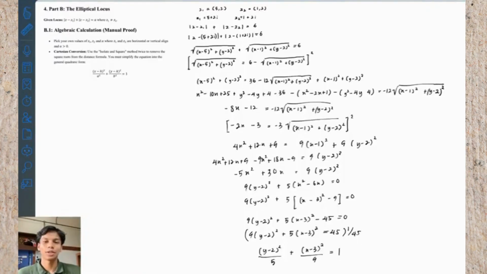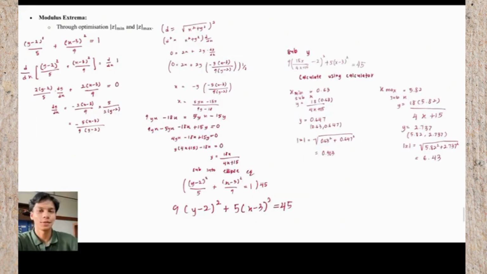Next, I will present the manual proof about the elliptical locus. So first, I let Z1 equal to 5 plus 2i and Z2 equal to 1 plus 2i, and my a will be 6. Then I substitute the values into the distance formula. After that, I square both sides, arrange, and square both sides again, and this is my final elliptical formula. To find the extrema, I differentiate the ellipse formula and I get this answer.